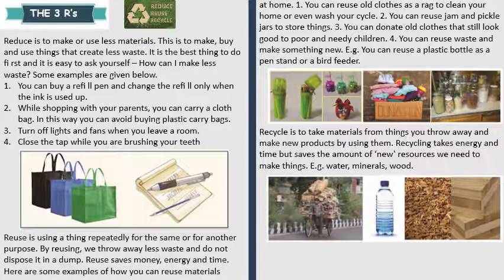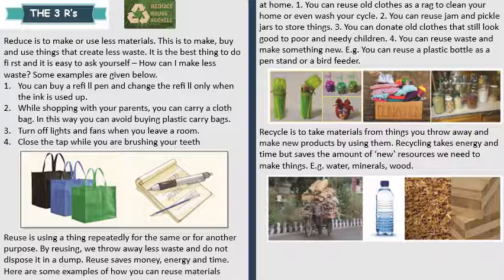1. You can reuse old clothes as a rag to clean your home or even wash your cycle. You can reuse jam and pickle jar to store things. You can donate old clothes that still look good to poor and needy children. You can reuse waste and make something new. Example, you can reuse a plastic bottle as a pen stand or a bird feeder.